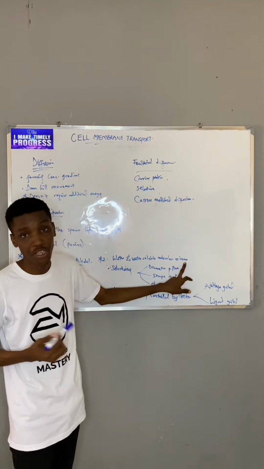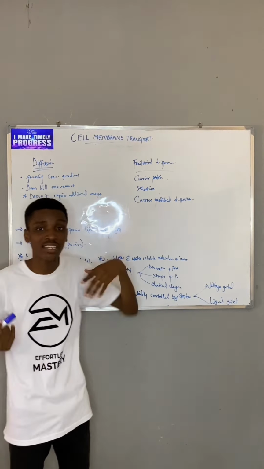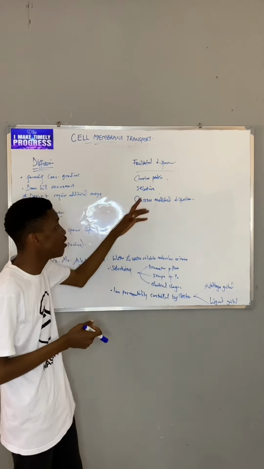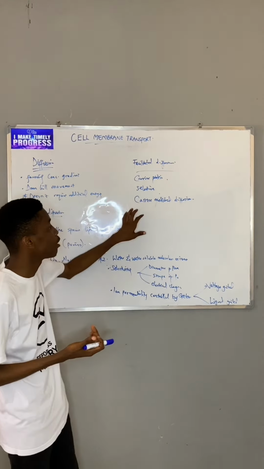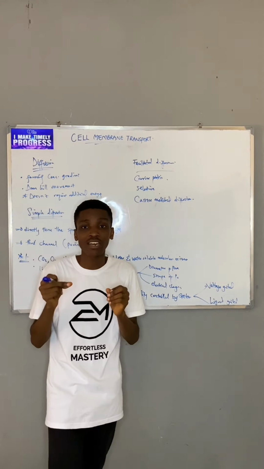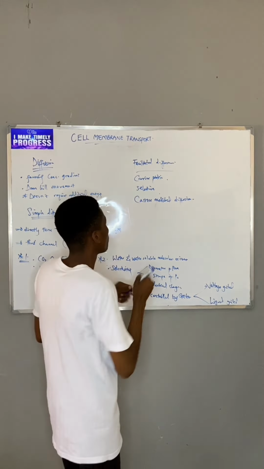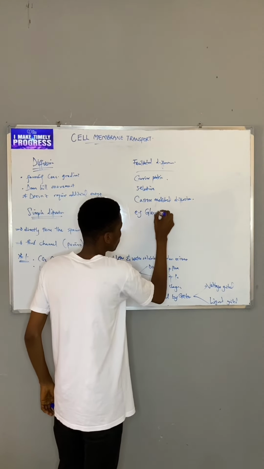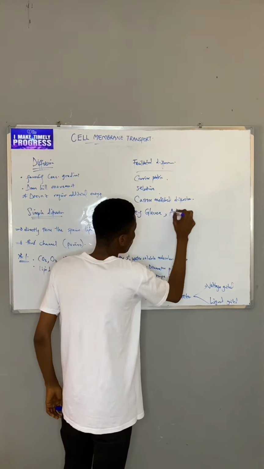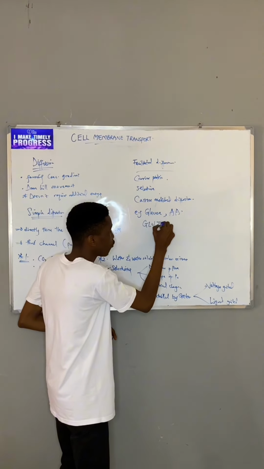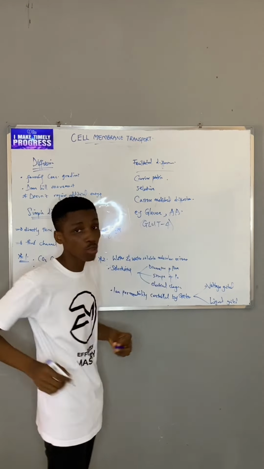I mentioned ions. Now, when we come to facilitated diffusion, it requires carrier proteins that are very selective, and we also call it carrier-mediated diffusion. I mentioned that why they are selective is that they can only bind to a particular type of thing. An example here is our glucose transporter. So when we transport glucose, and even when we transport most amino acids, so glucose transporters, we hear of GLUT4, for example, that is dependent on insulin.